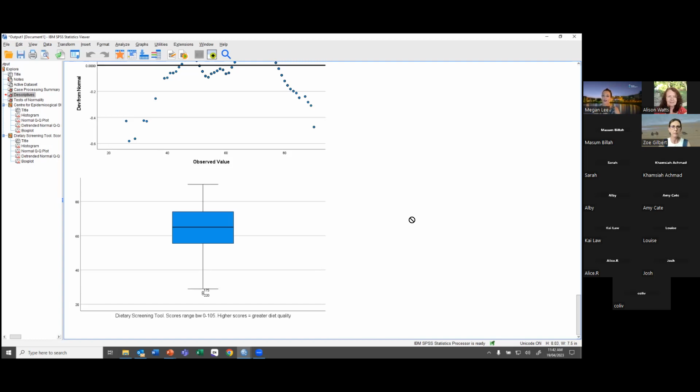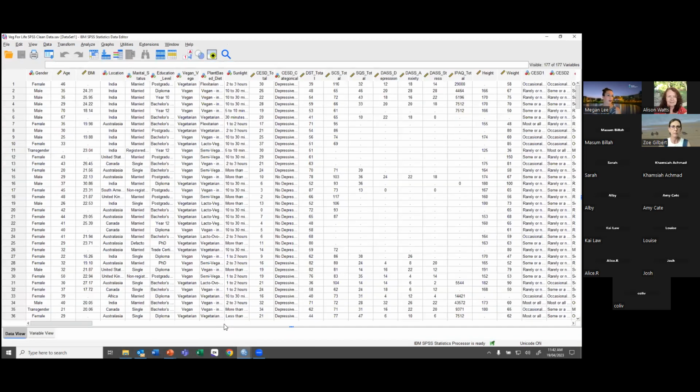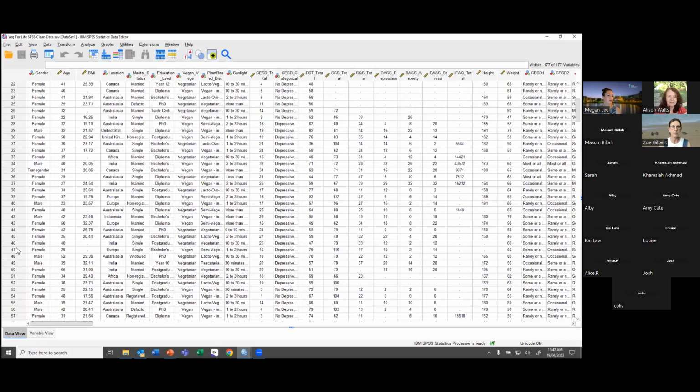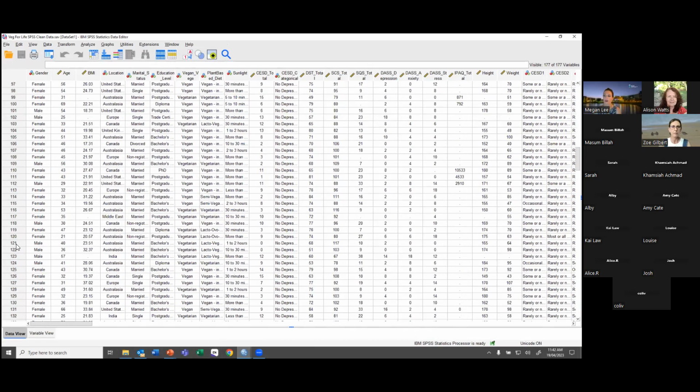Alice is asking, so they're vegan, vegetarian, have a bad diet? Well, it looks like those couple might do. I'd be saying we've got two outliers here down the bottom. So we've got participant number 175 and participant number 220, who look like they've got really poor diet quality. So let's go and have a look at that. So we go back into the data view and find participant 175 and participant 220.